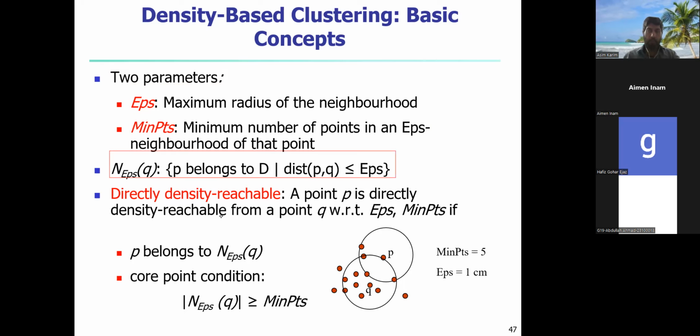So the neighborhood around a point Q is defined by N. N is for neighborhood, not number. So N EPS of Q is basically the set of points P for which the distance from P to Q is less than or equal to EPS. Okay. So this is the definition of the neighborhood around a point Q.